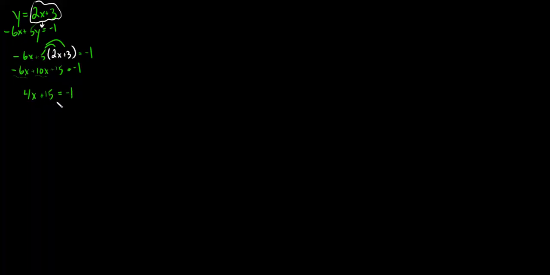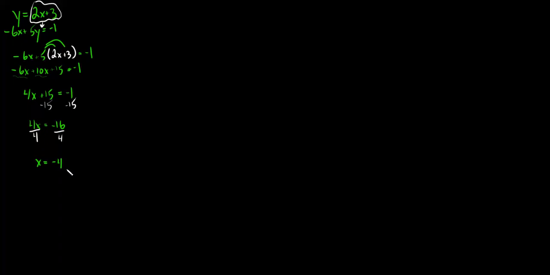Now I can solve for x. I have 4x plus 15. I can move the 15 over by subtracting 15 from each side. I'm going to have 4x, because 15 minus 15 is 0 so that cancels out, is equal to negative 1 minus 15, which is negative 16. That 4 is multiplying x, so to get rid of it, I can divide each side by 4. 4 divided by 4 is 1, so I'm going to have 1x, which is what I want, is equal to negative 4. So I know that x is equal to negative 4.